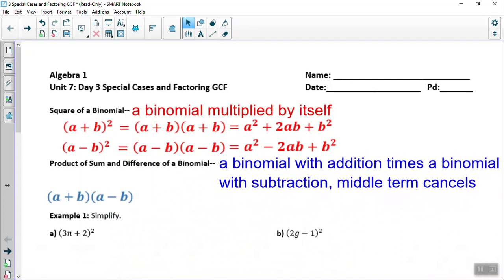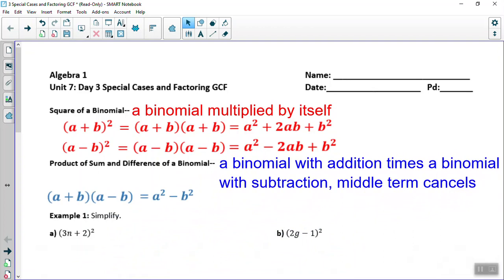The first terms are the same. The second terms are the same. The only thing that's different is I've got a plus sign and a minus sign. So it would end up looking like this. My middle term, that ab term in the middle, cancels out, and all we're left with is squaring the a term, squaring the b term, and putting a subtraction sign between them.